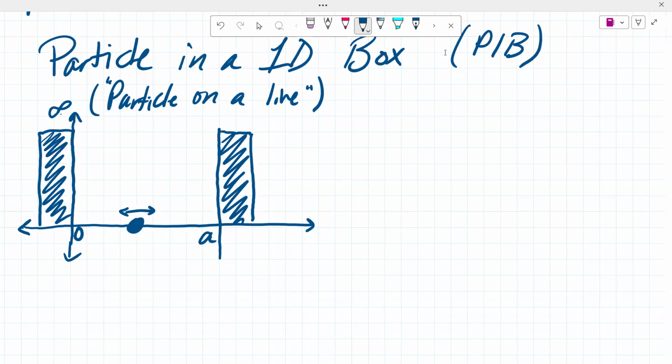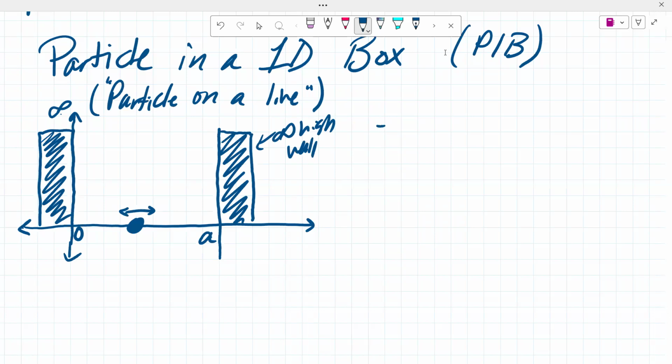Now, because I've drawn it like this, you might think that the particle actually could move around all up in here, but actually it cannot. The particle can only move back and forth on the line. This is for the 1D. If you want to talk about the region, then we need to have the 2D particle in a box. This is the 1D particle in a box. So this is an infinitely high wall. There are two of them.